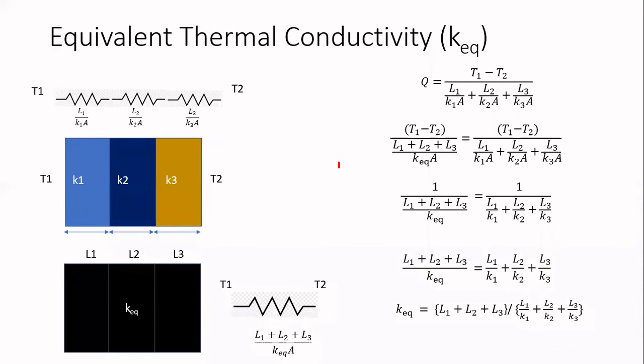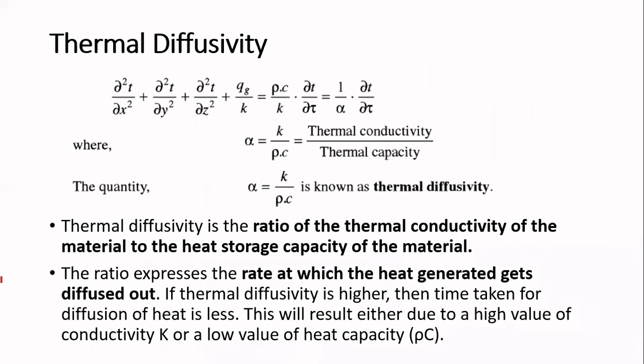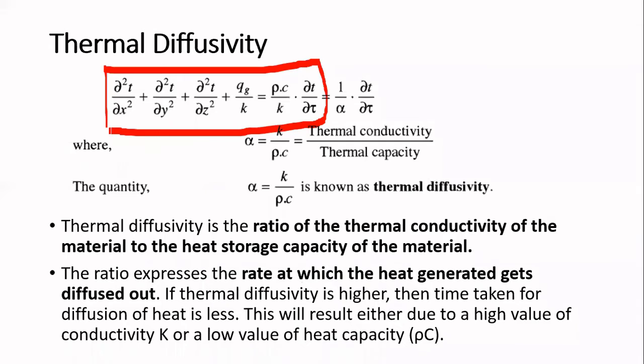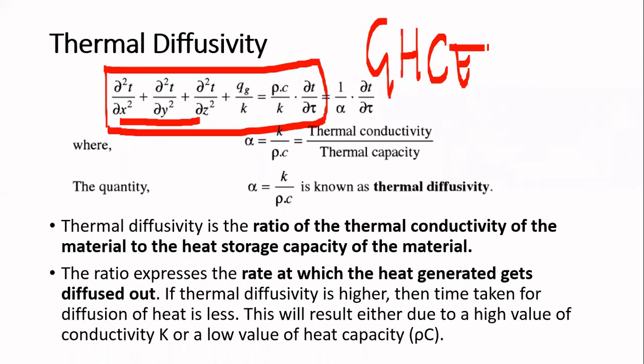So we are done with the first two topics which were left for the first module. The next topic is thermal diffusivity. Now we will recall a derivation which we did in the first module. Anyone who can tell me what is the name of this equation? What is this equation for? Here we have all the Cartesian coordinate terms. Okay, Cartesian coordinate. Which equation? General heat conduction equation. Very good. This is general heat conduction equation for Cartesian coordinate system.